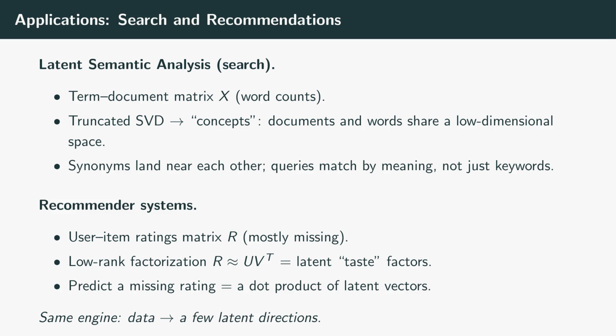Second, recommendations. Imagine a huge matrix of users against items filled with ratings, but mostly empty because nobody rates everything. A low-rank factorization approximates it as one matrix of user factors times another of item factors, latent dimensions of taste that the math discovers on its own, things like how much a user likes action versus romance. To predict a missing rating, you take the dot product of a user's taste vector with an item's factor vector. This is the heart of the algorithms that recommend films, songs, and products to billions of people. The engine, in every case, is ours. Take data, find a few latent directions, and project.